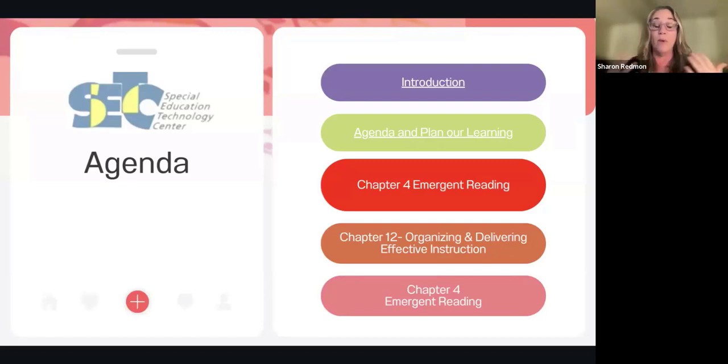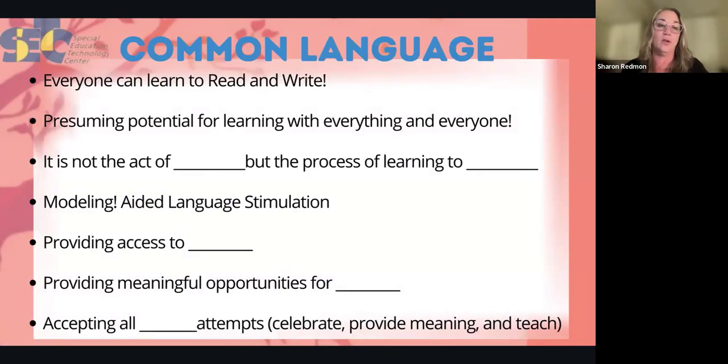We know that we have multiple different types of learners in our classroom. So how do we put emergent learners and conventional learners together? We believe in this group, as we are learners together tonight, that everyone can learn to read and write. We're going to be presuming that potential. We're looking not at the act of writing or reading, but really at that process of learning.